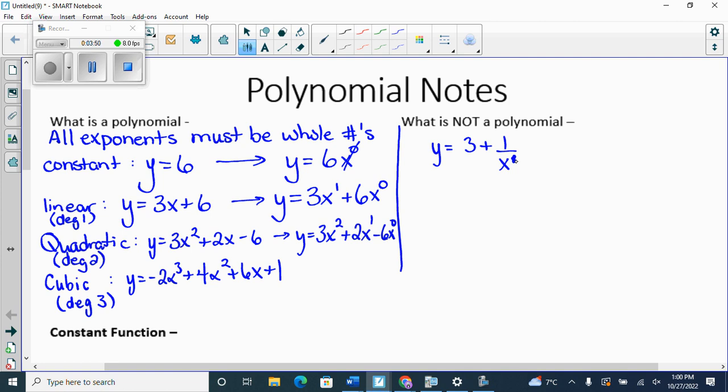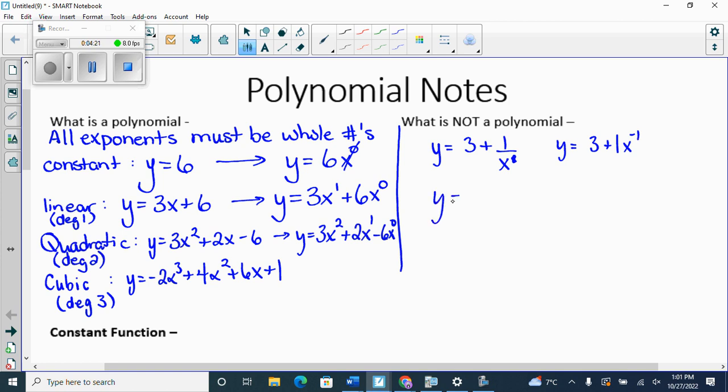So this is the same as y equals 3 plus 1x, and instead of it being a positive 1, it's actually a negative 1. If you want to move something from a denominator to a numerator, you have to negate the exponent. So if it's negative, it'll become positive. But in this case, it's positive, so it becomes negative. Is negative 1 a whole number? No, it's an integer. So that's why that's not a polynomial.